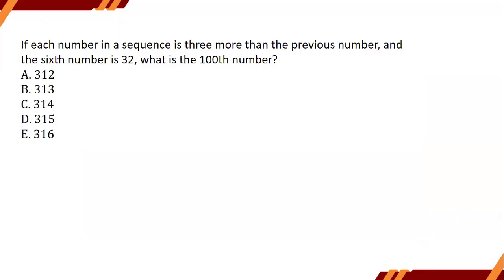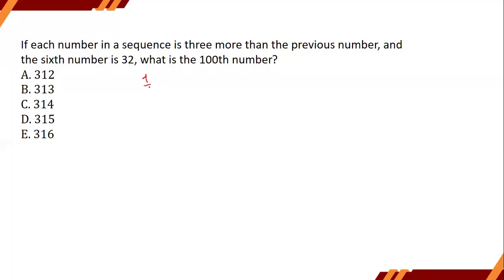So here, if each number in the sequence is 3 more than the previous number and the sixth number is 32, what is the 100th number? Of course, it is not possible to figure out the 100th number like that, right? So that means it is a pattern recognition question. And if it is a pattern recognition question, try to write down the first few terms.